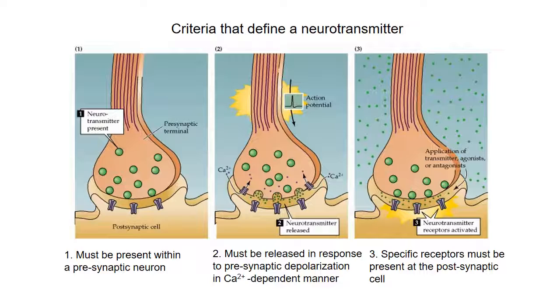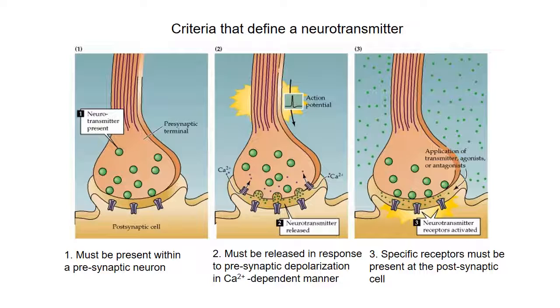The second criterion is a little bit harder to show. It says that the chemical needs to be released in response to presynaptic depolarization, and that release has to be in a calcium-dependent manner. One of the reasons why this is a little bit more technically challenging to prove is that most of the neurotransmitters after their release are quickly removed from the synaptic cleft, either by diffusion, reuptake, or enzymes.